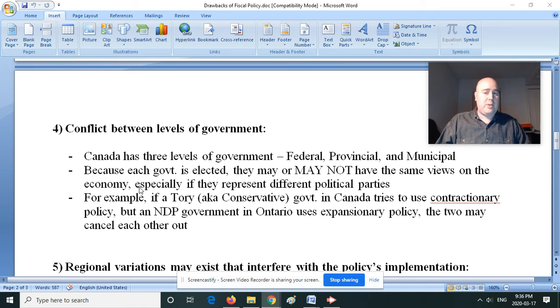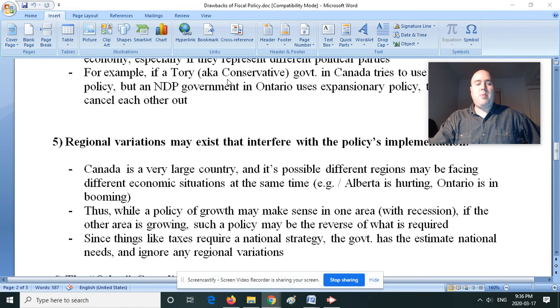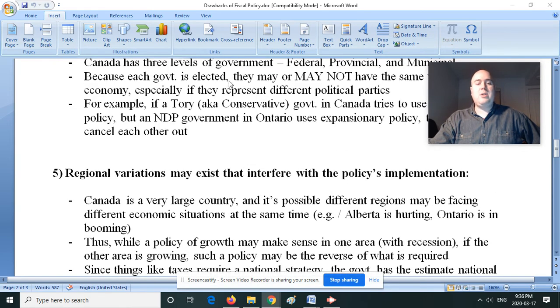But when you have periods where it's kind of in between, the economy is often in between. It was there just a couple of months ago. Then in those particular situations, it's sometimes hard to get government on the same page. And if different levels of governments have different expectations of what fiscal policy should be, again, it can be contradictory. A fifth problem that may exist is that regional variations may interfere with the policy's implementation.